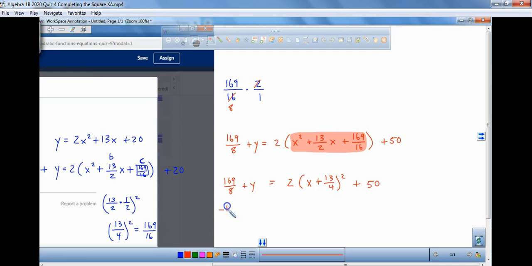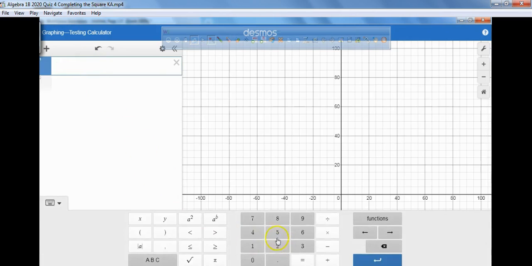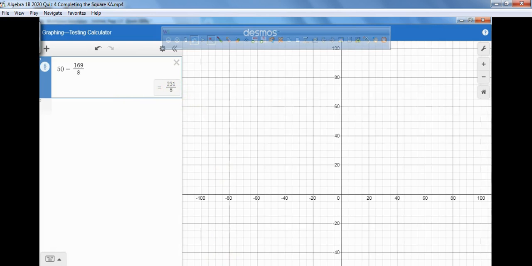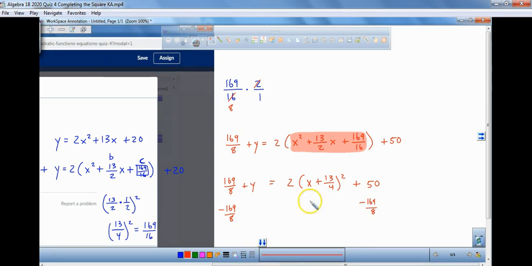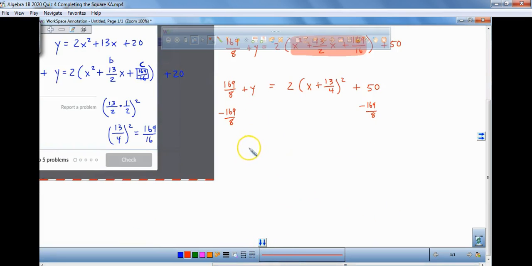So the last thing I'm going to do is subtract 169 over 8 from both sides, which is what you're supposed to do. But I'm supposed to have been taking that away from 20 instead of 50. And so you'll see me put in Desmos 50 minus 169 over 8, and then I'll change that to a fraction and get 231 over 8. And so I will type that in the Khan Academy here, but here's what it would look like in vertex form if for some reason that was a plus 50 instead of a plus 20.